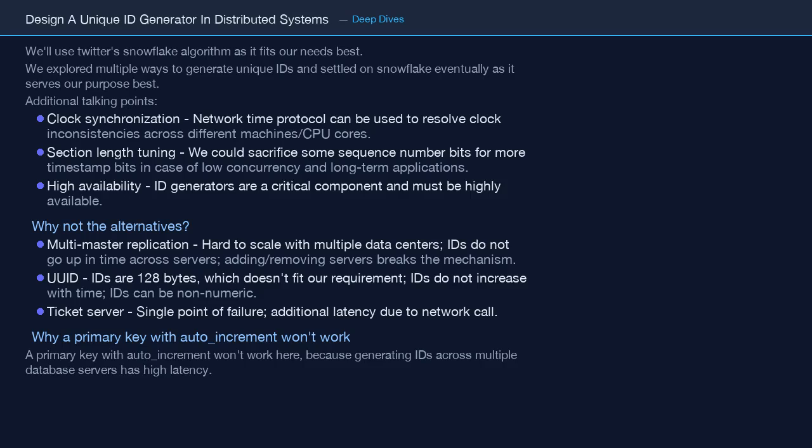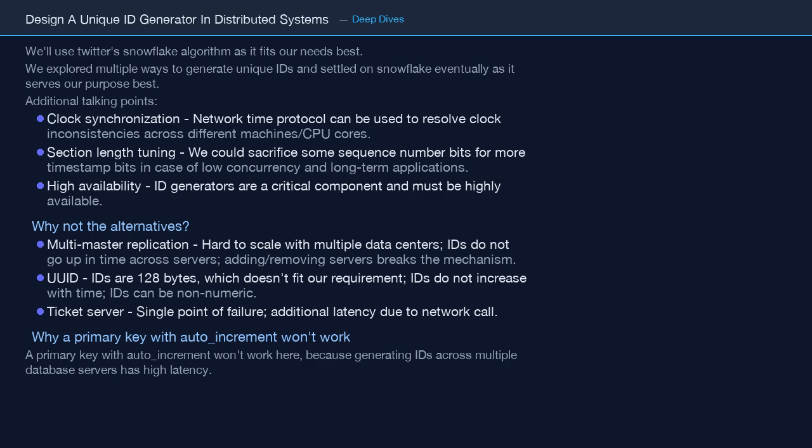We'll be using Twitter's Snowflake algorithm, as it fits our needs best. We explored multiple approaches to generating unique IDs and landed on Snowflake because it serves our purpose better than the alternatives. Let's talk through a few important considerations when running Snowflake in practice. First, clock synchronization. Because Snowflake relies on timestamps, different machines or CPU cores can have slightly inconsistent clocks. Network Time Protocol, or NTP, can be used to resolve these inconsistencies and keep everything in sync.